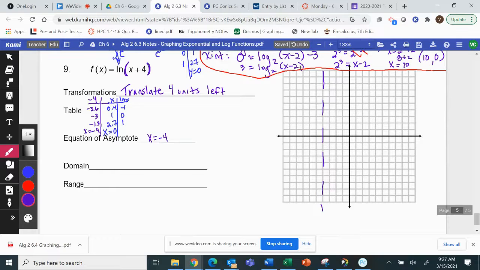-3.6, -1. -3, 0. -1.3, 1. Domain uses the asymptote because the asymptote is x. So our domain is going to be that x is to the right, or greater than -4, and our range will be all real numbers.